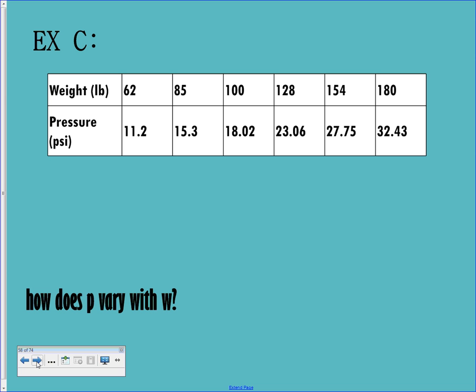Well, as I look at my table, I notice my weight is increasing and so is my pressure. So now they're both going up. So these are going to be a direct relationship. So I'm either going to have y equals kx or y equals kx squared, because they're both going up. Again, I'm going to try and find something that looks like it's going to multiply nicely. So if I pick 62 and 128, that means I'm multiplying by 2.